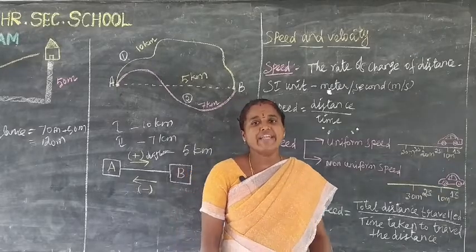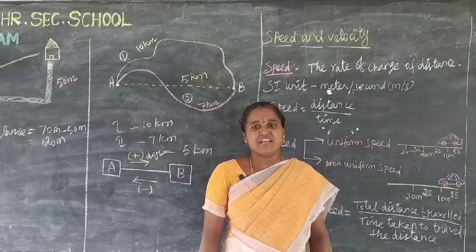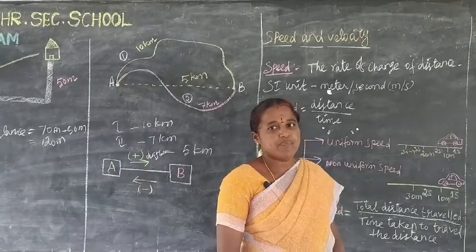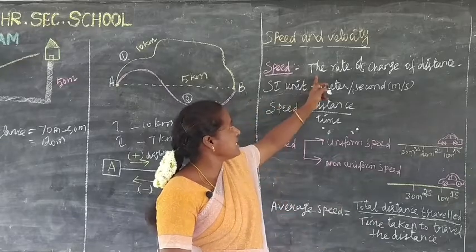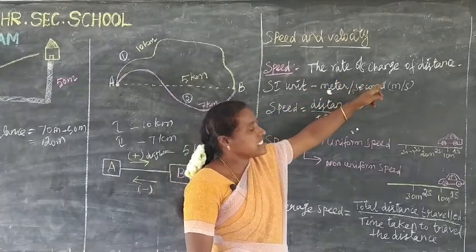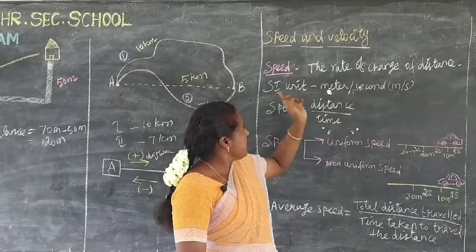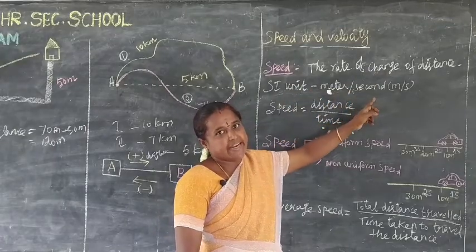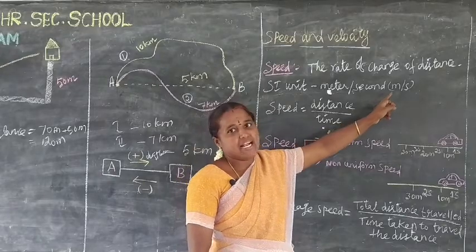Now let us talk about speed. Do you know what is speed? Speed is defined as the rate of change of distance. The SI unit of speed is meter per second. Its symbol is m per s.